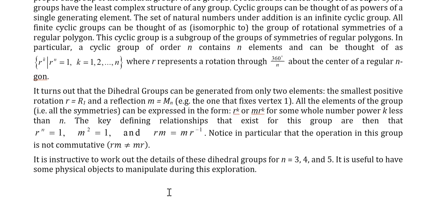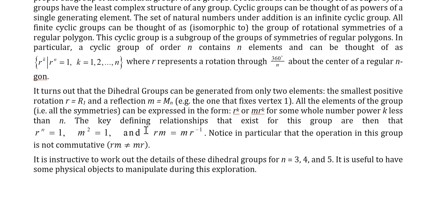It turns out that dihedral groups can be generated from only two elements. If you start with the positive rotation, R or R^1, that smallest positive rotation, and one of the mirrors, say the one that fixes the vertex 1, then all the elements of the group, in other words all the symmetries, can be expressed in the form either R^k or m times R^k, for some whole number power k less than n.